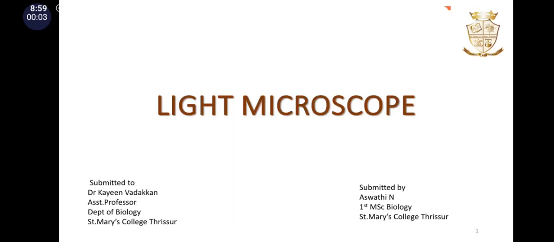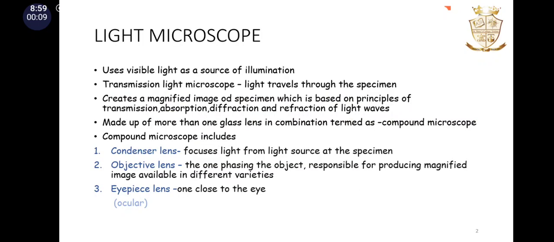Hello everyone. Here we are going to discuss the topic light microscope. A light microscope uses visible light as a source of illumination. In a transmission light microscope, the light travels through the specimen and creates a magnified image of the specimen, which is based on the principles of transmission, absorption, diffraction and refraction of light waves.